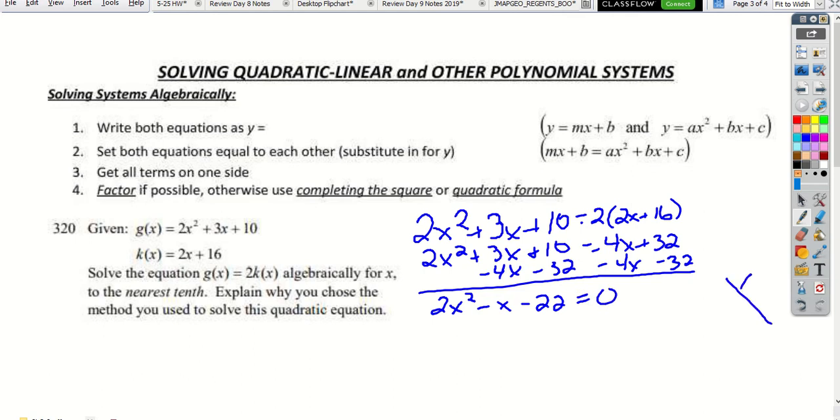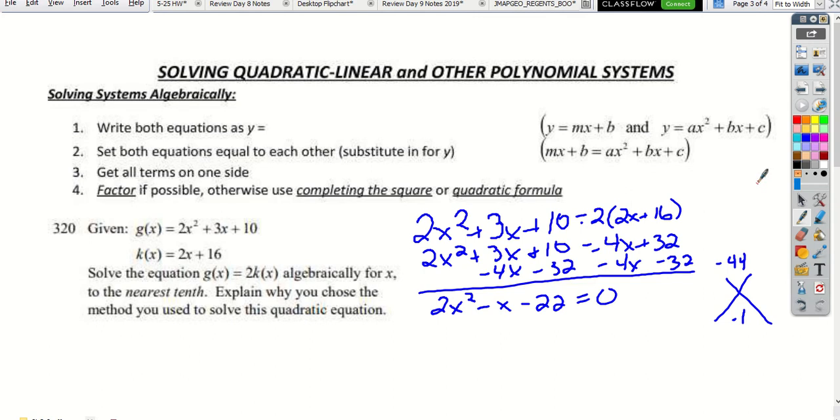I don't know if this is going to factor. So 2 times negative 22 is negative 44. I need factors that add or subtract to give me negative 1. So if we go through it: 1 and 44, 2 and 22, 4 and 11, 5 doesn't work, 6 is not going to work, 7 doesn't work, 8 doesn't work, so we're kind of stuck. It's not going to factor. So what do we do?